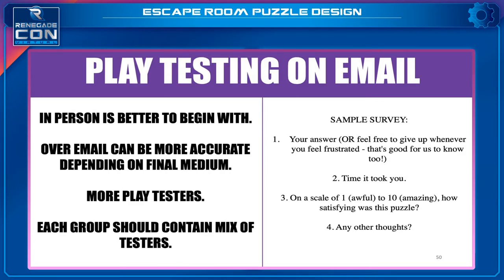So it's really important to get people from a lot of different worlds who are at a lot of different levels. And then on the right, you can see if you are playtesting over email, you want to send a survey so that you get specific answers that will help you figure out how to iterate on your puzzle.